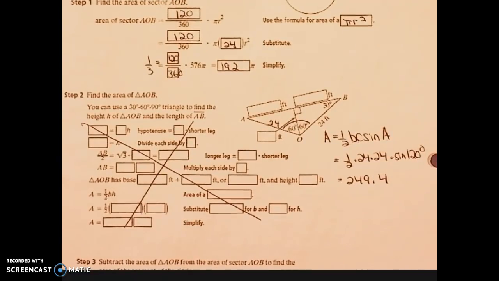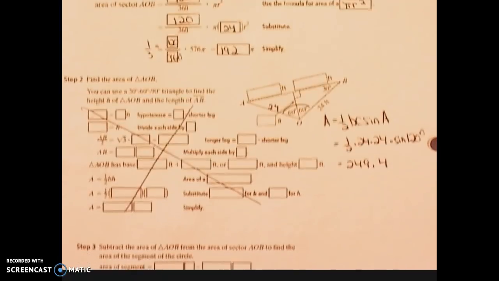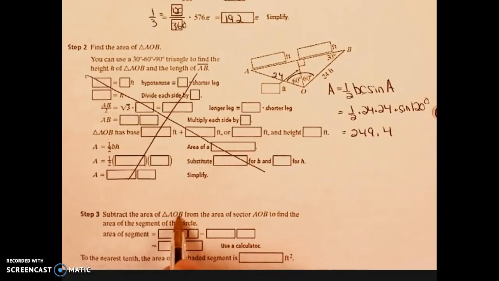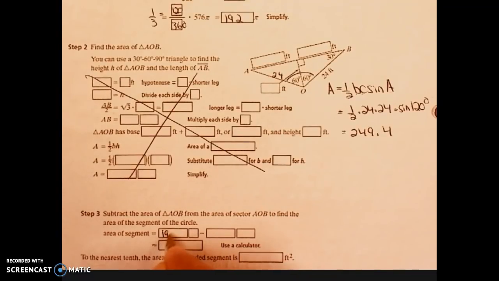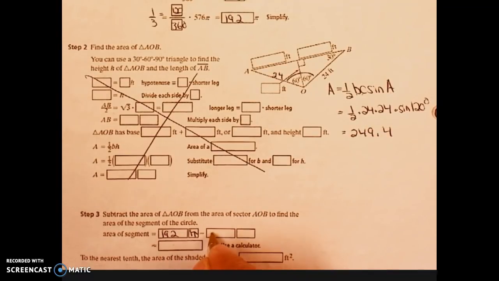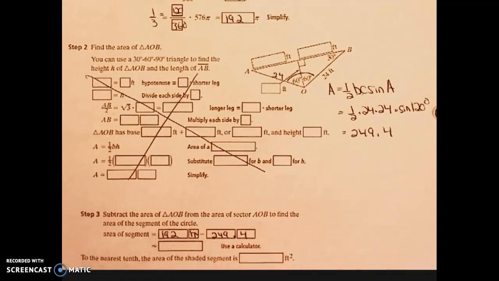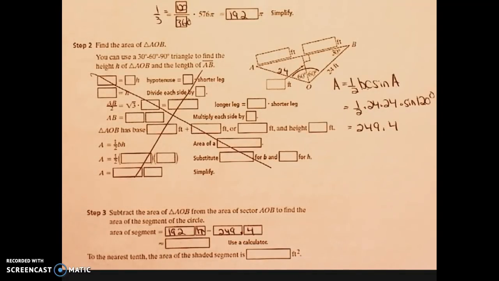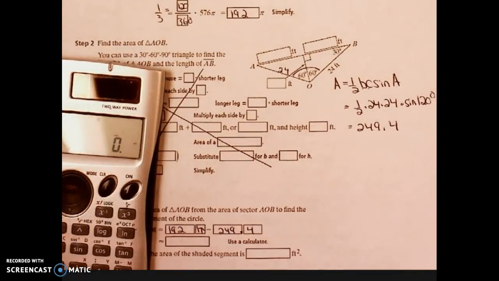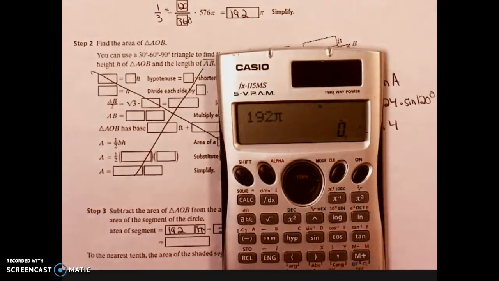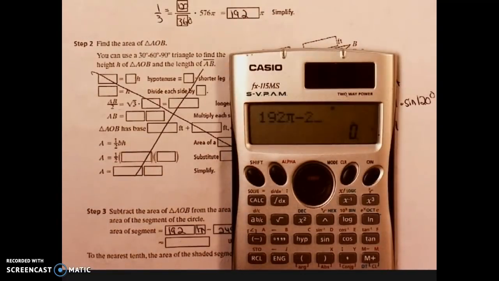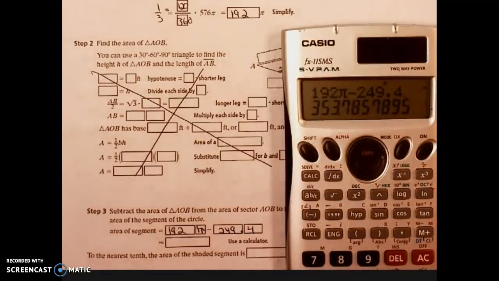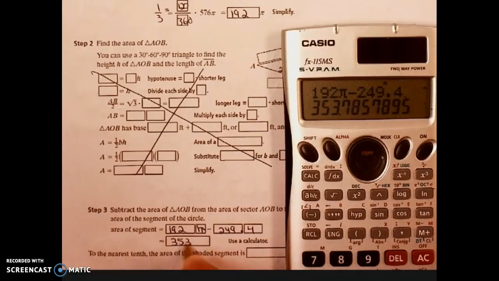And that will be the main formula that we're going to use because it's going to work every single time. So finally, we've got to take the area of my sector, which is the 192 pi, and we're going to subtract the area of the triangle that we got to be 249.4. I can actually type it in exactly how I see it. 192 pi, put my calculator on here for you, and I'm subtracting 249.4, and we eventually get 353.4.